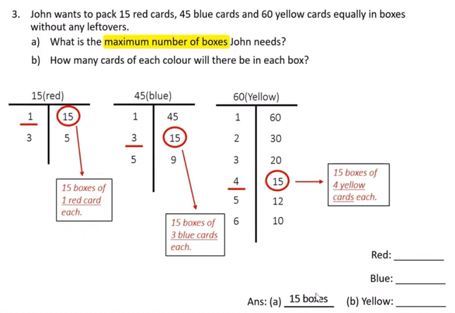Once you have 15 boxes, you read question B. How many cards of each color will there be in each box? You do not need to add the colors together. You just list them down as you have listed here. For the red, how many cards in one box? Only one. How many cards of blue in one box? 3. And how many cards of yellow in one box? 4 cards. Yes, very good. Understand?